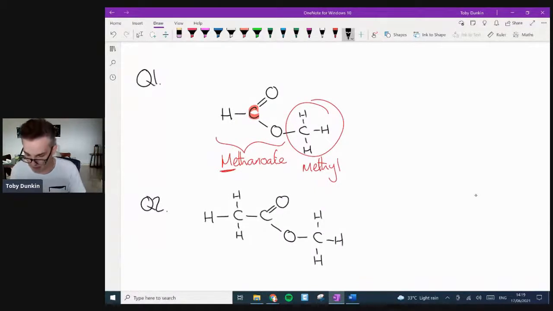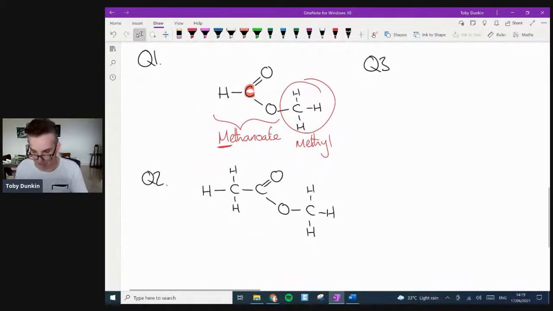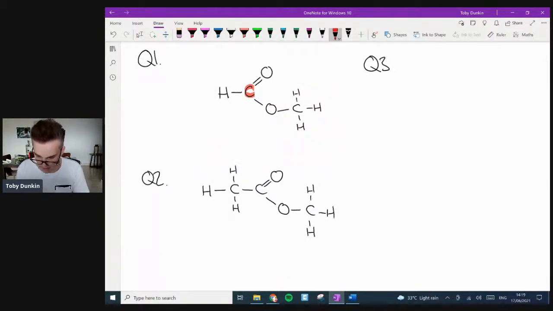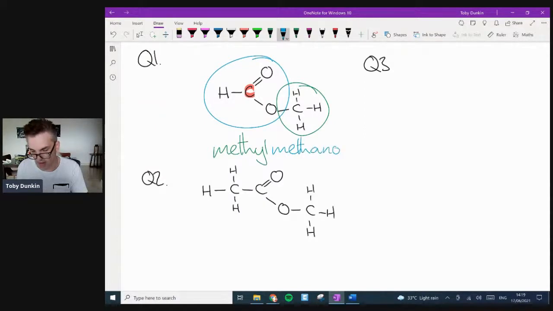Let's go for question number 3. Question 3. So, by the way, let's go for these 2 names because I think what I'm trying to do is build strength here. So, the first one, I'm going to do this color coding. Yeah, methyl, because you've got to do the branch first. Methyl. And then going to circle this bit, methanoate. Well done for those guys who got it on the chat.